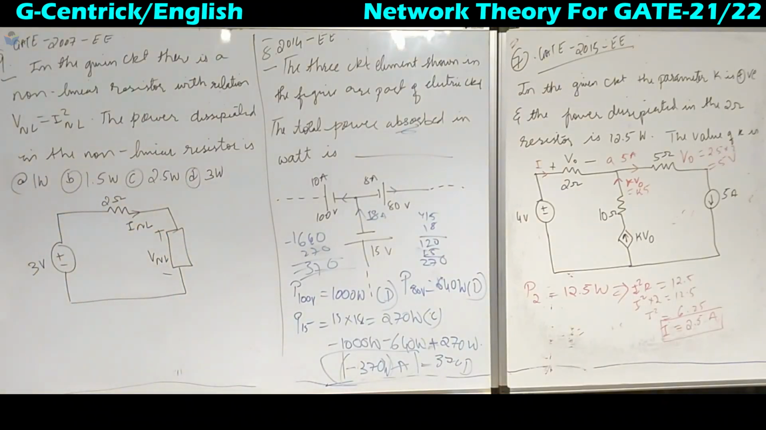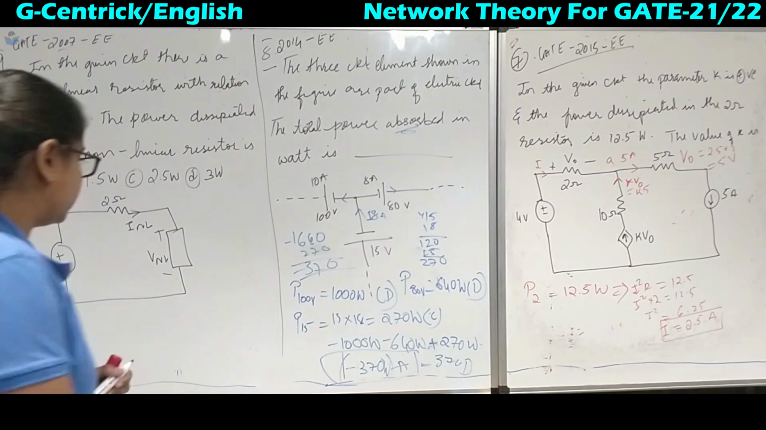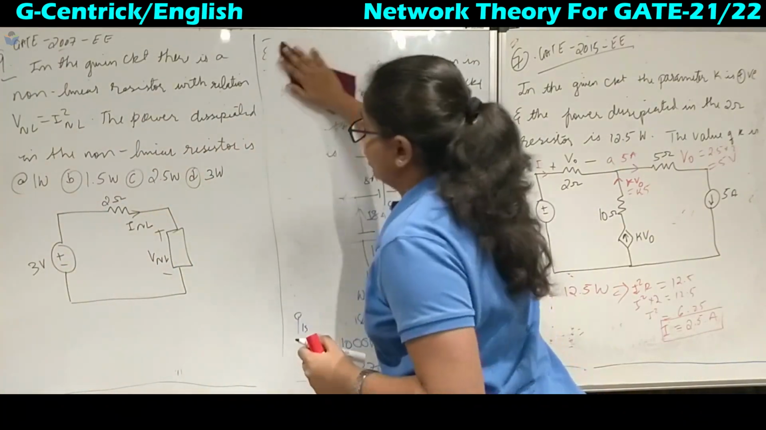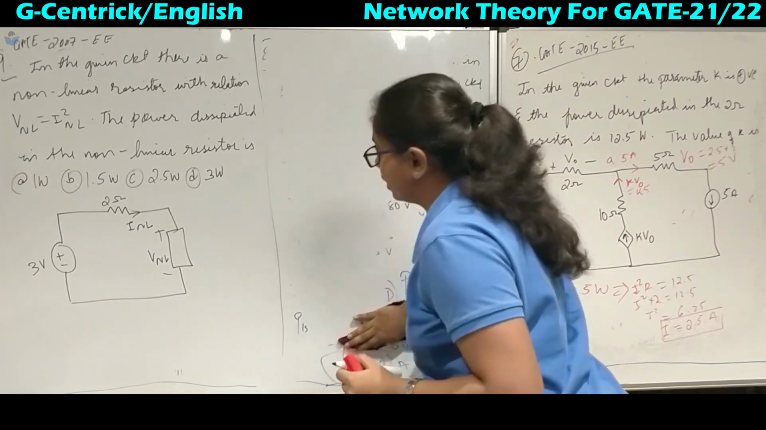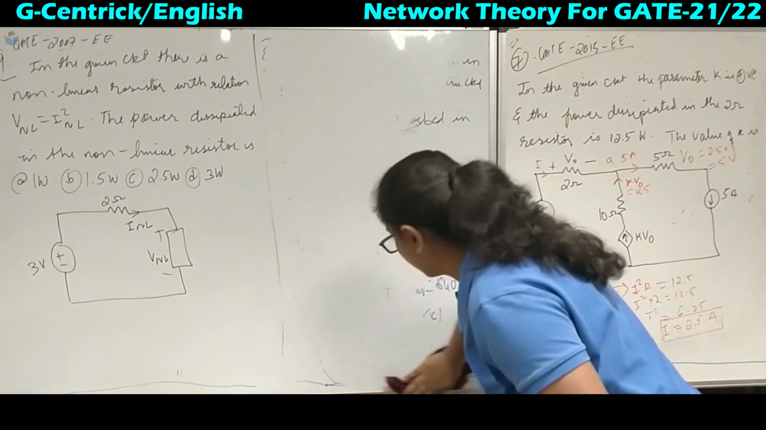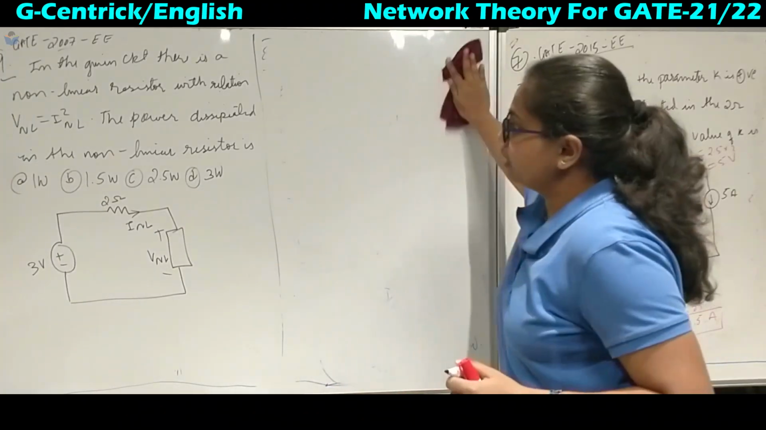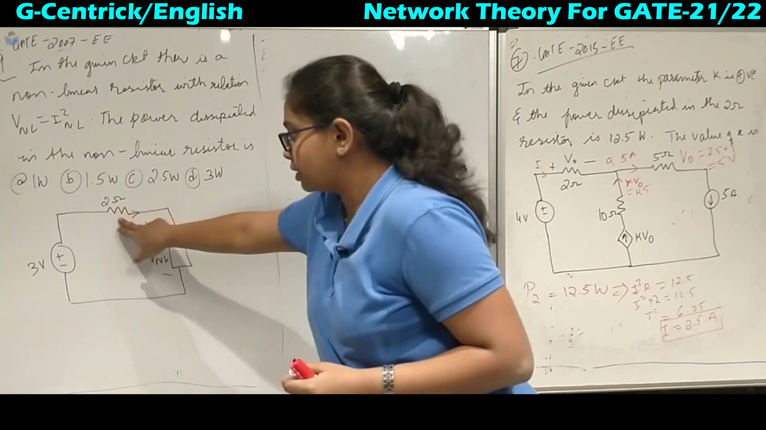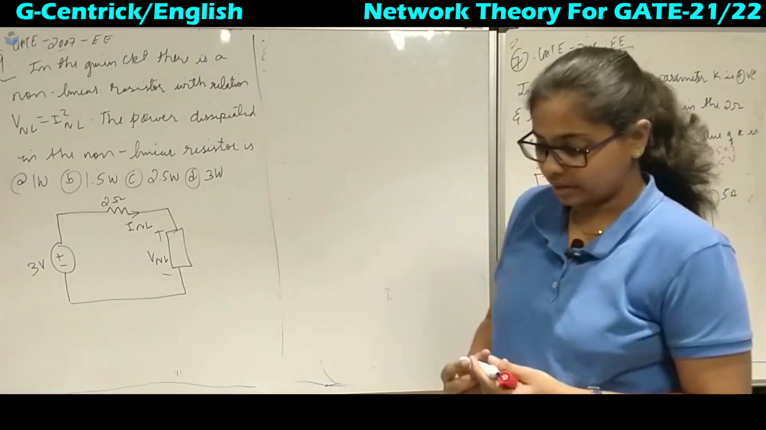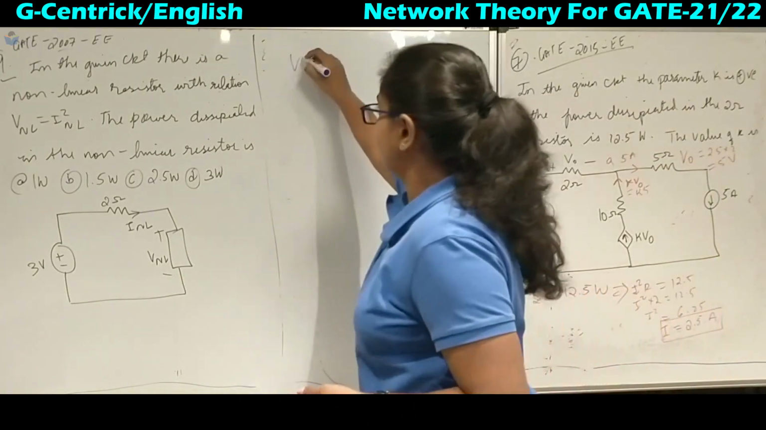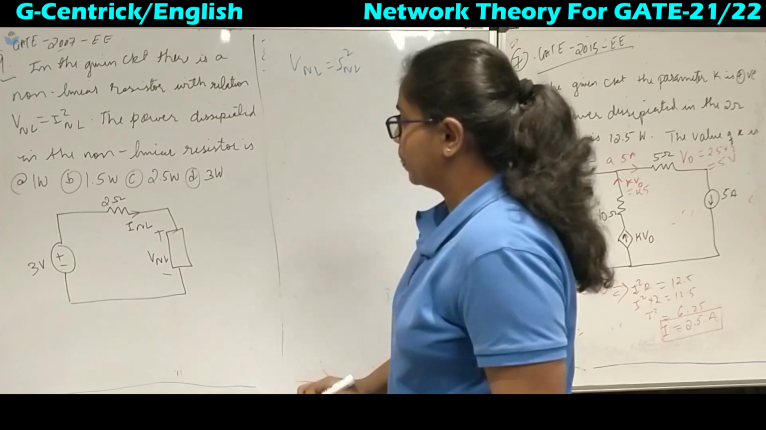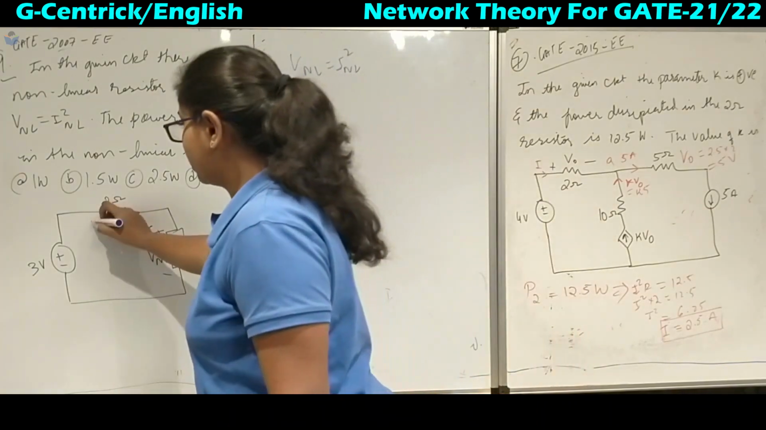Now coming to this 9th question, which was asked in the GATE 2007 EEE branch. In the given circuit, there is a non-linear resistor with relation VNL equal to INL square, and the power dissipated in the non-linear resistor is asked. So for this resistor we have to find the power. What they have given is VNL equal to INL square, so we have to find the power across this one.